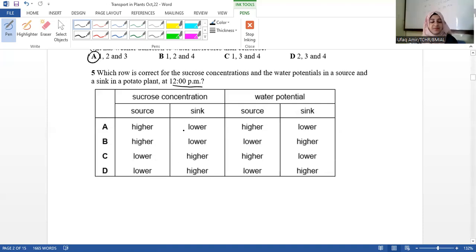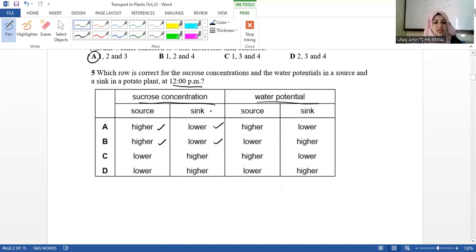So when there are fewer activities going on, they are talking about the sucrose concentration and the water potential in the source and the sink. At night time, as all the activities are going at a very low rate, the sucrose concentration within the source would be higher, as it's not moving around the plant at a very high rate. So it stays at the source, and the sucrose concentration at the sink would be lower.